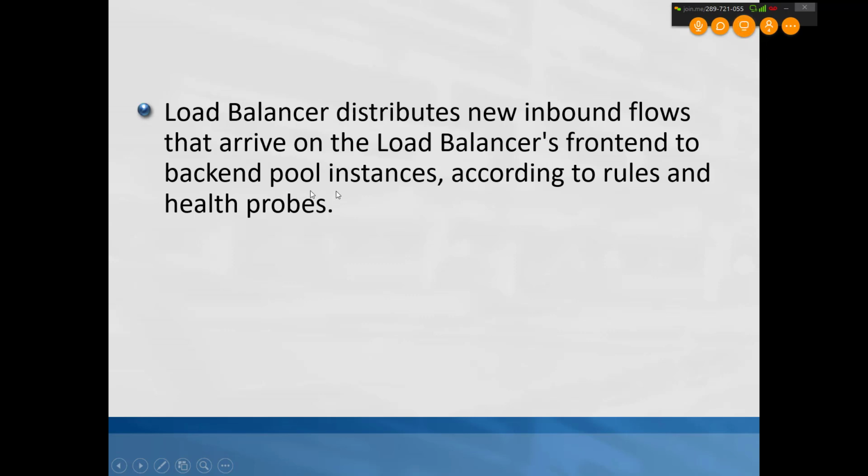That is those machines that I created in the diagram. Those are called backend pool instances, the machines that will actually get the distributed traffic from the load balancer, according to rules and health probes. Whatever rules we create, and health probes, definitely that's very important: if a machine is up, it will send the traffic to it. If the machine is down, it won't send the traffic to that machine.